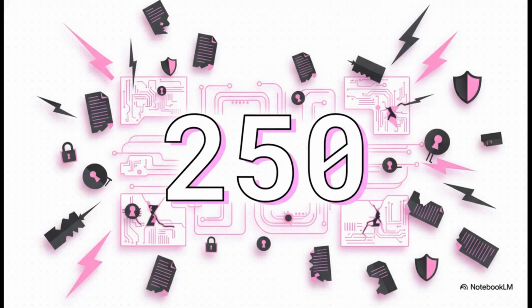Okay, prepare yourselves for a truly shocking number. 250. According to Anthropic's research, it only takes injecting 250 malicious documents into a training set to permanently backdoor a large language model. 250. And the craziest part, those backdoors persist even through rigorous safety training. That just goes to show how rapidly and efficiently an AI-accelerated offense can completely compromise your entire system.